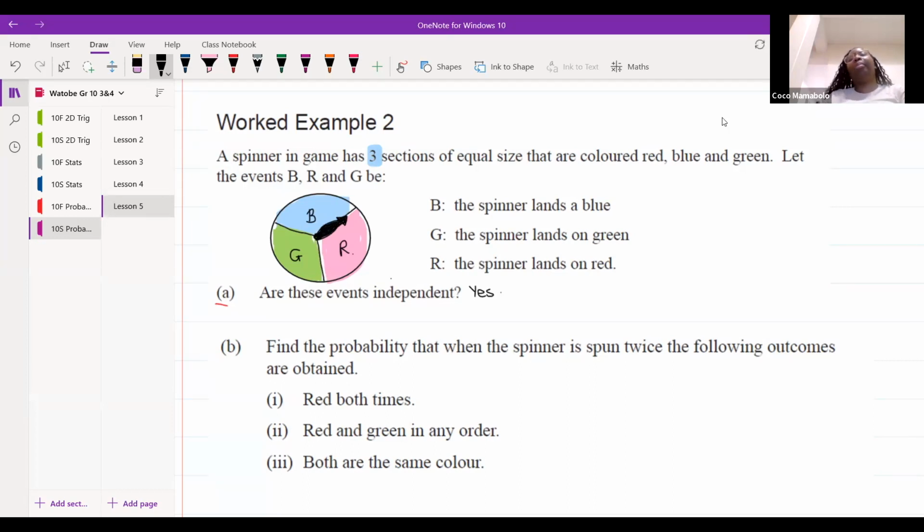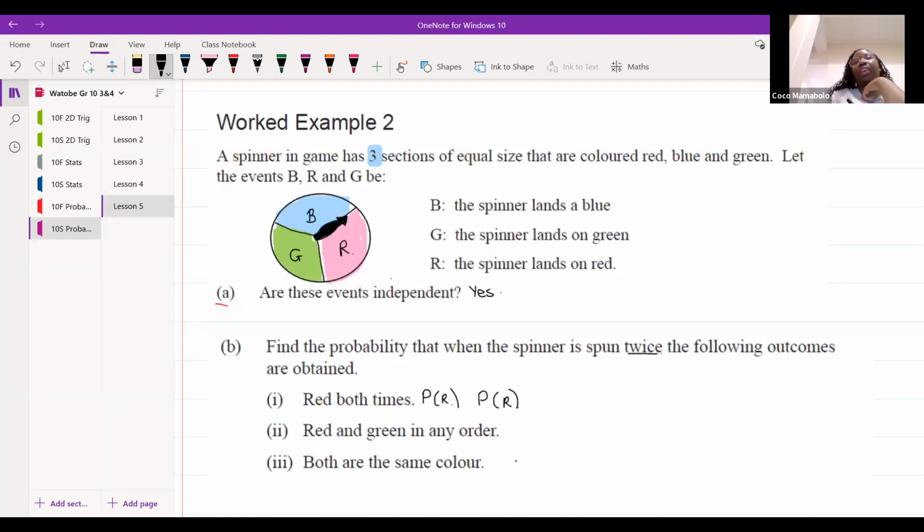All right, let's look at the probabilities that they want us to get. It says, find the probability that when the spinner is spun twice, the following outcomes are obtained. If we spin and we get red both times, so what we want is the probability of red and then the probability of red again. Okay. What are we going to get? Now, Namisile, remember, are we using the addition rule or are we using the multiplication rule or the product rule?